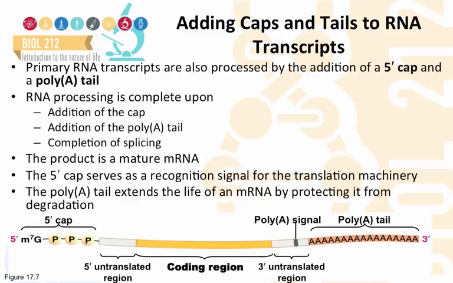In addition to splicing, there are certain other modifications made to the RNA transcript before it is completely ready for the process of making proteins. These modifications include the addition of a 5' cap that serves as a recognition signal for the translation machinery, and a poly A tail, which adds stability to the mRNA molecule, protecting it from degradation. This extends the life of the mRNA molecule.